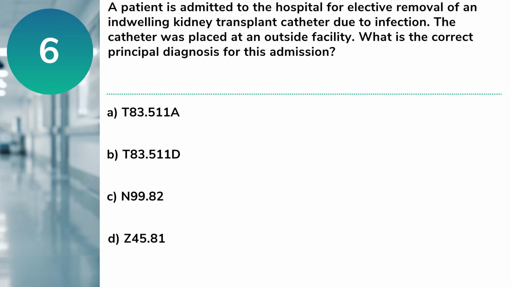Question 6. A patient is admitted to the hospital for elective removal of an indwelling kidney transplant catheter due to infection. The catheter was placed at an outside facility. What is the correct principal diagnosis for this admission? A. T83.511A. B. T83.511D. C. N99.82. D. Z45.81.